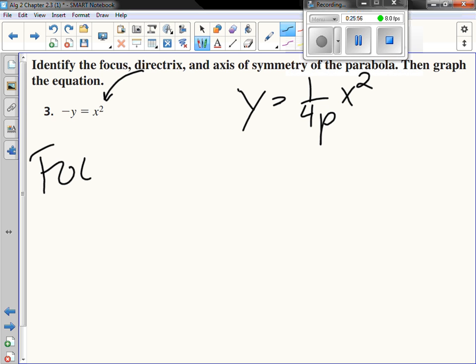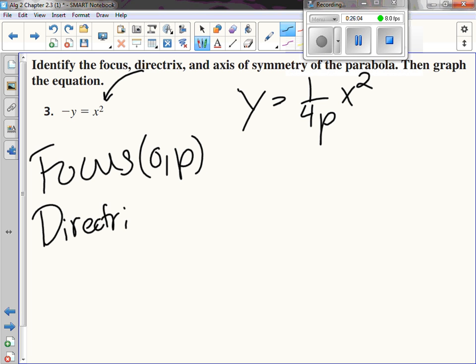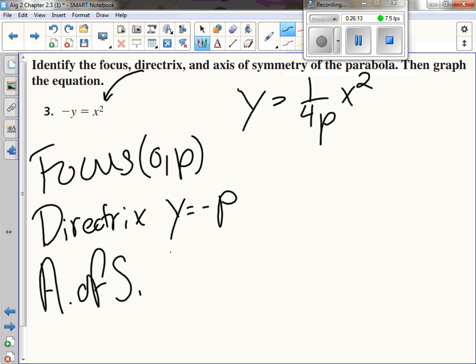It also tells me, because x is squared, the focus is going to be 0, comma p. The directrix is going to be y is equal to negative p. And our axis of symmetry is x is equal to 0. X is equal to 0.